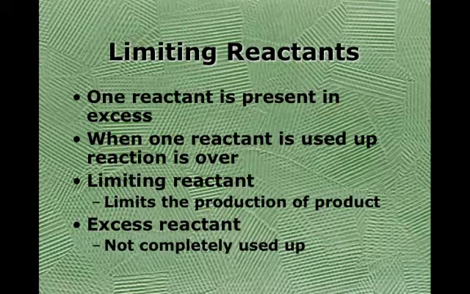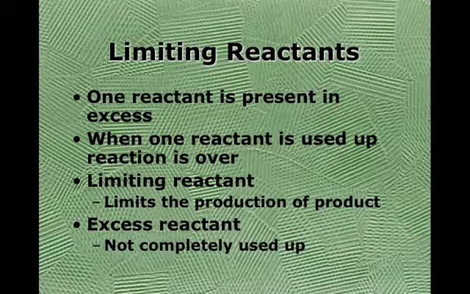So limiting reactants are talking about in a reaction you have 2 reactants and one of them is going to get used up first and it's going to limit how much product you can produce. So that's why it's called limiting. The other reactant is called excess because you have extra of that left over.